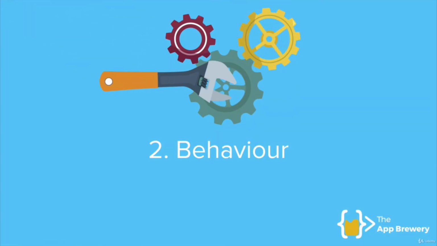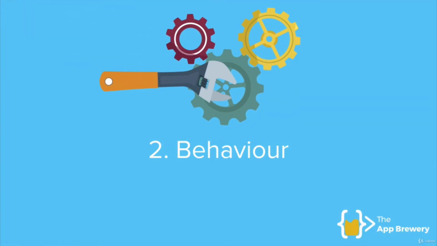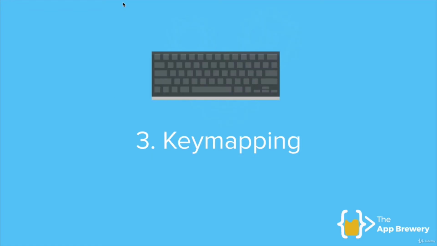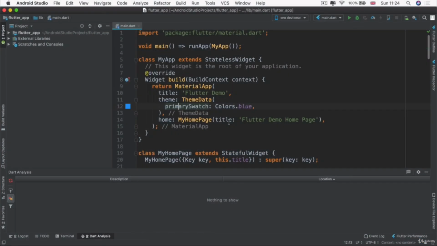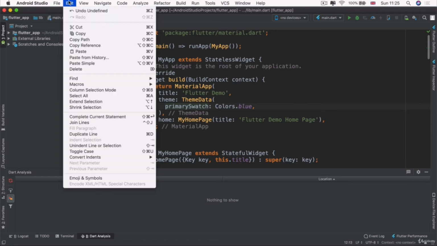Now that we're done with the behavior of the Flutter plugin in Android Studio, the final thing we're going to configure is the key mapping. And the key map is simply just a really good way of binding shortcuts on the keyboard to anything you use frequently. Now, most developers will have personal preferences regarding key mapping, and you'll have to monitor the things that you use very frequently and try and save time or just make it easier for yourselves by binding a keystroke to it. So pretty much anything that you see in the menus.